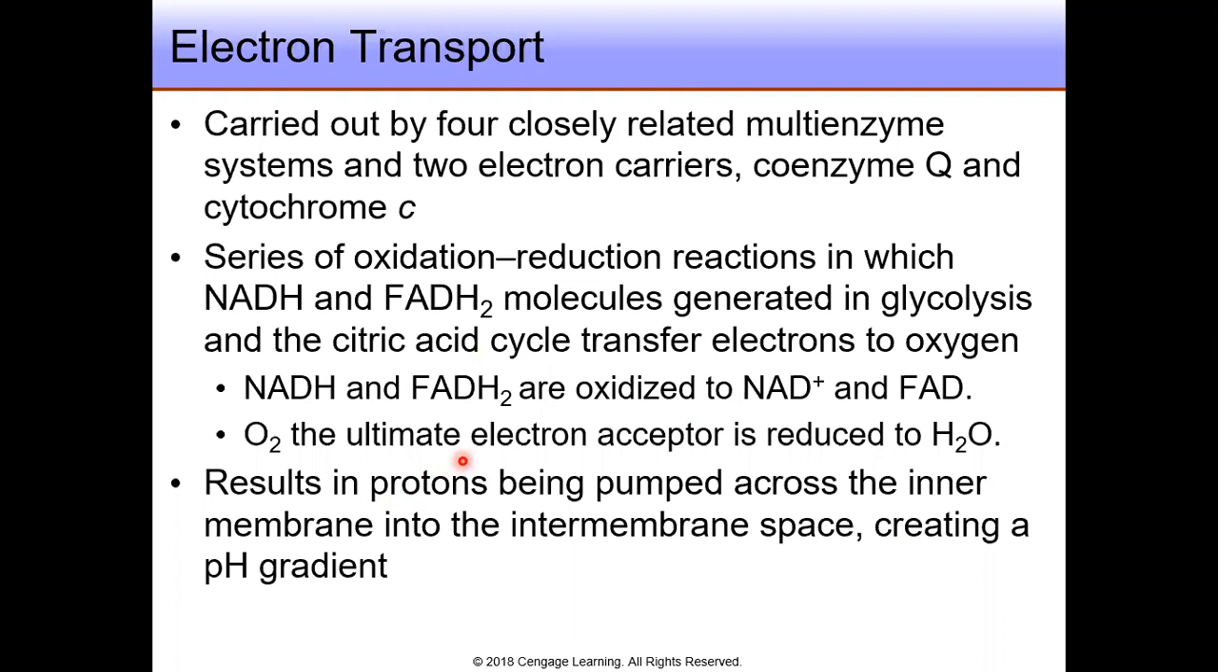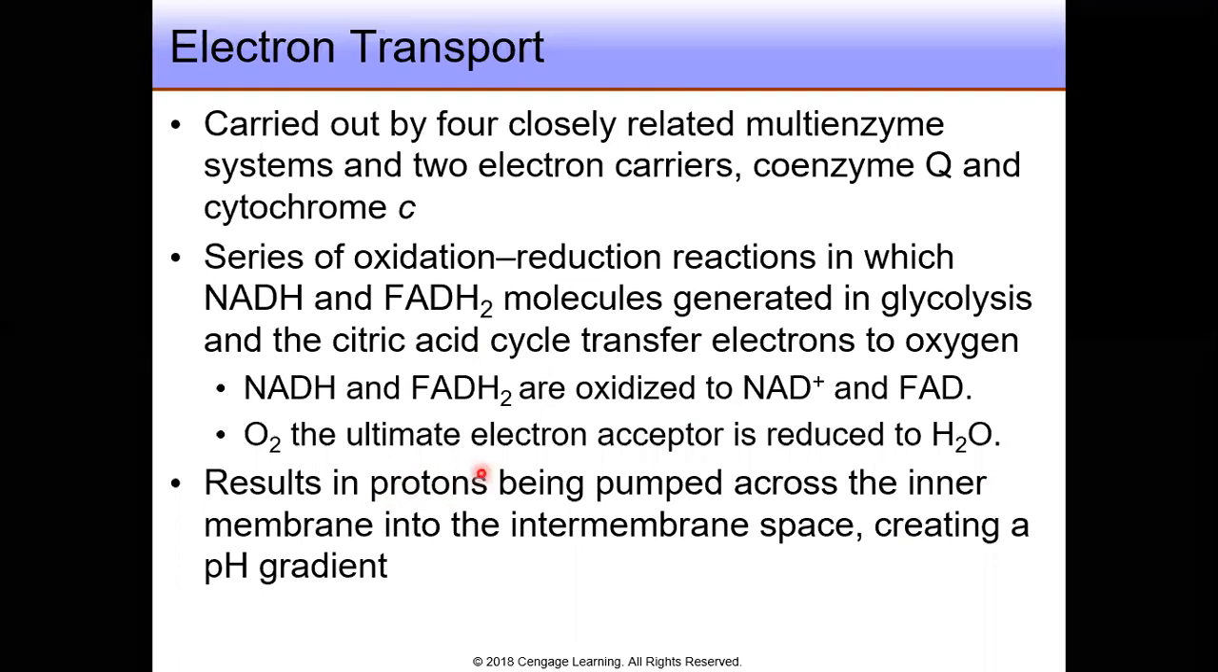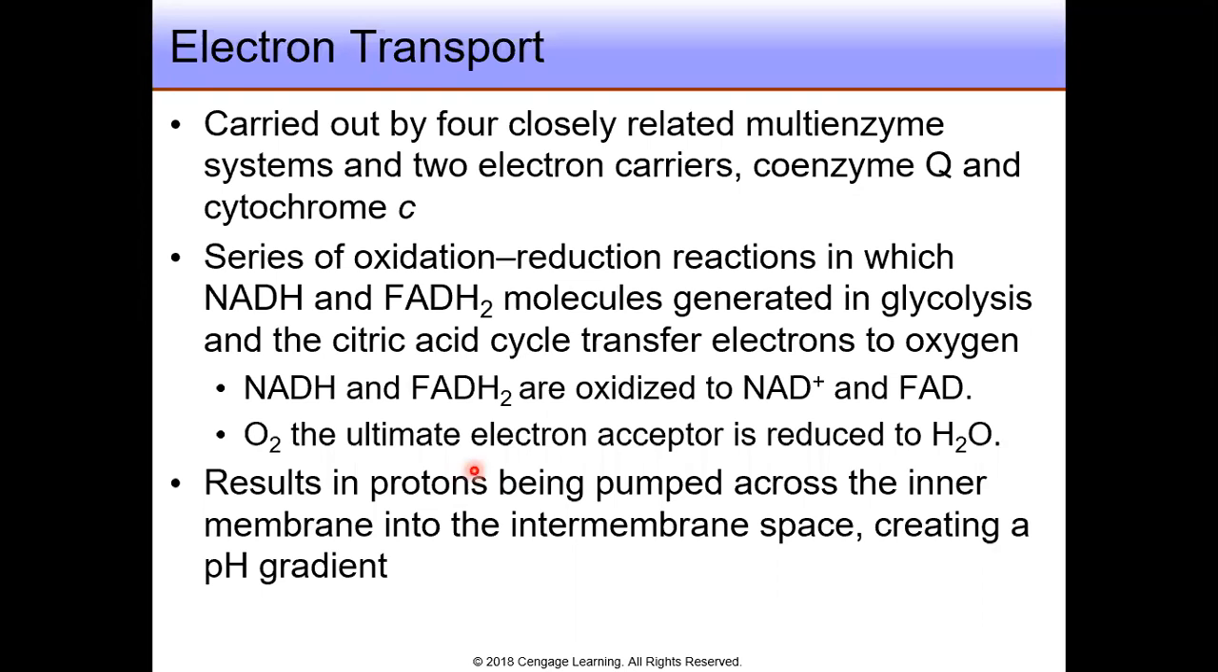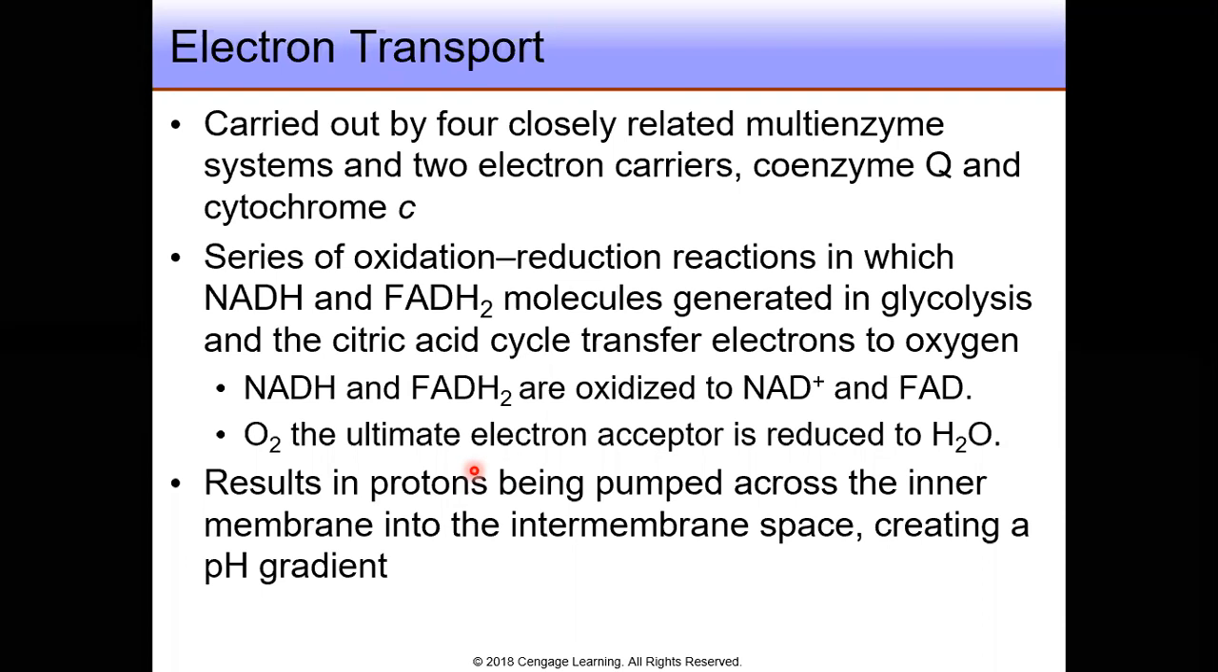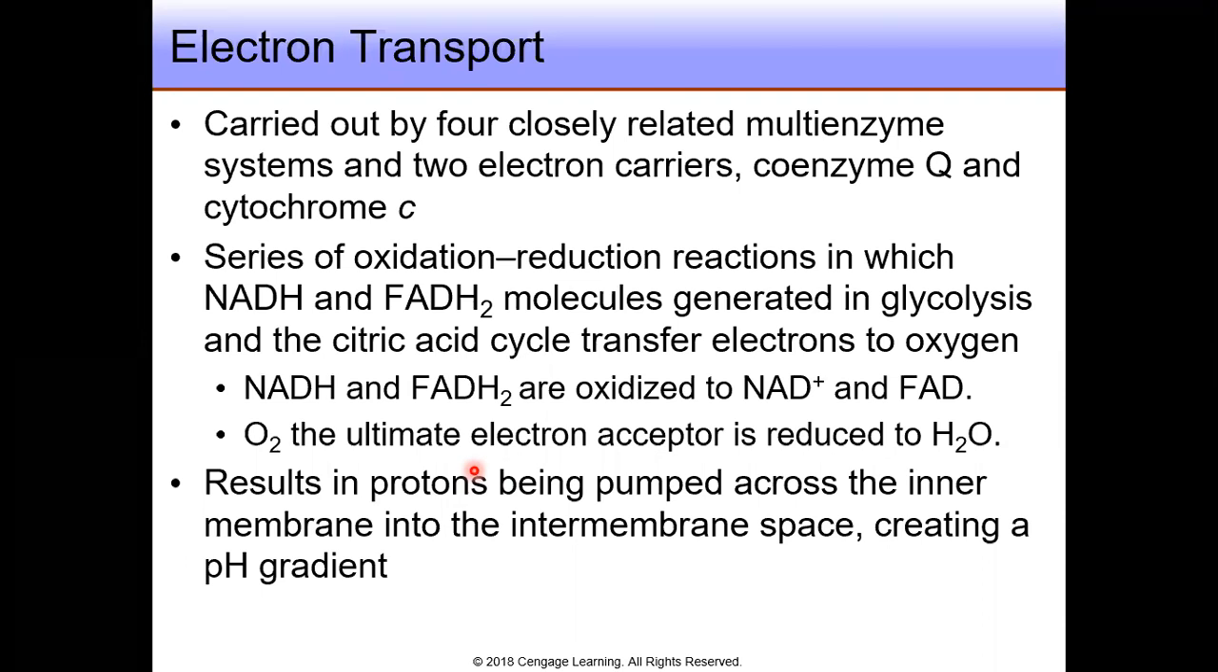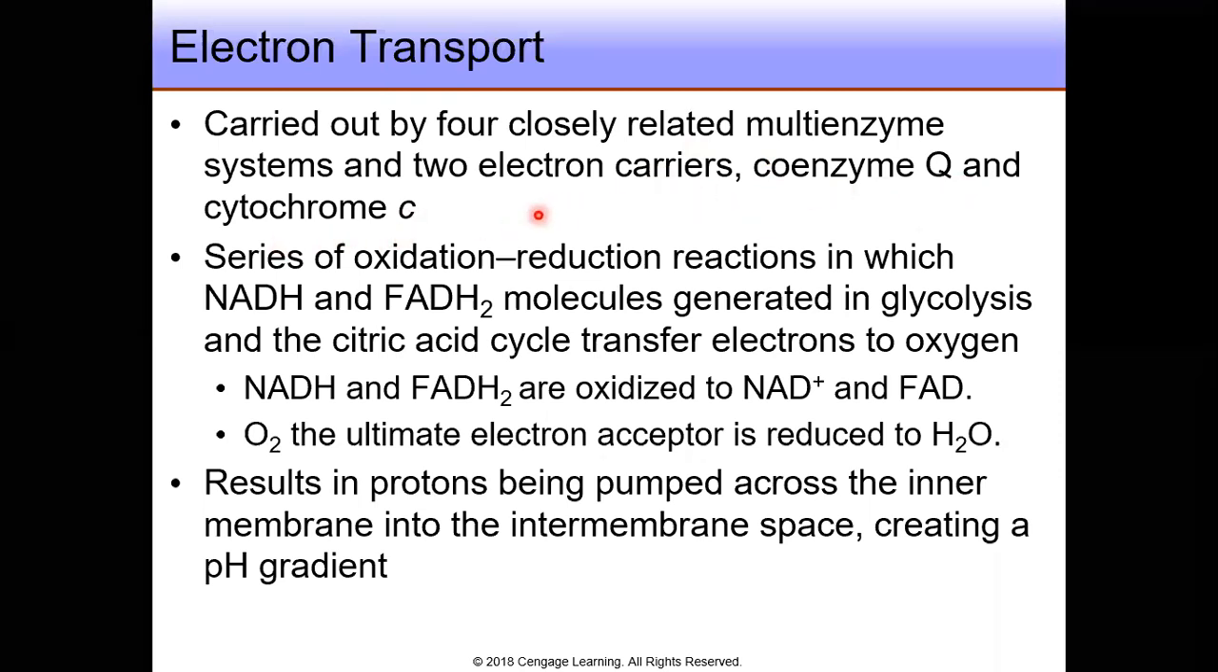Now, the general outline of the process is that NADH passes its electrons into the so-called coenzyme Q. Then CoQ will transfer its electrons to a series of proteins called cytochromes, and eventually to oxygen. So again, electron transport is carried out by 4 closely related multi-enzyme systems, as we will see, and 2 electron carriers, coenzyme Q and cytochrome C. These are called mobile carriers because they are not fixed.